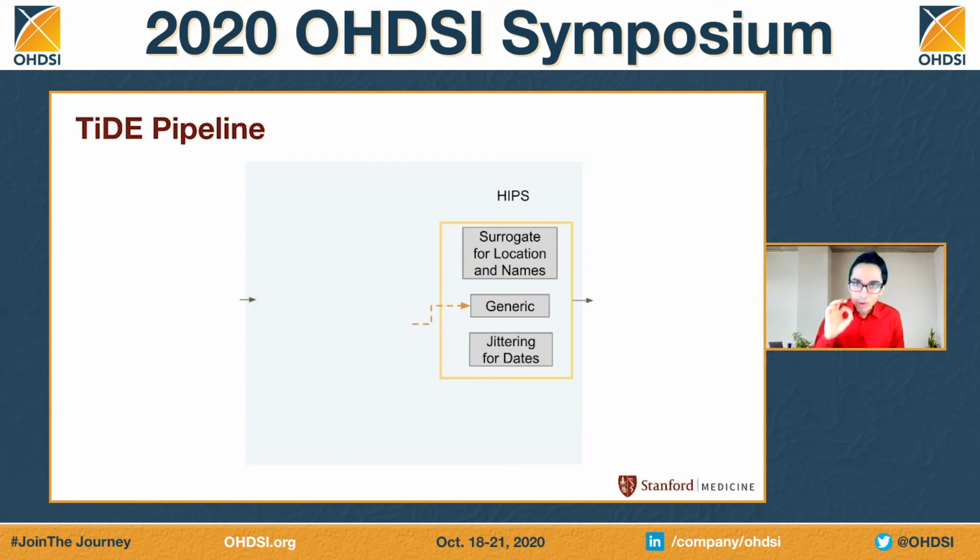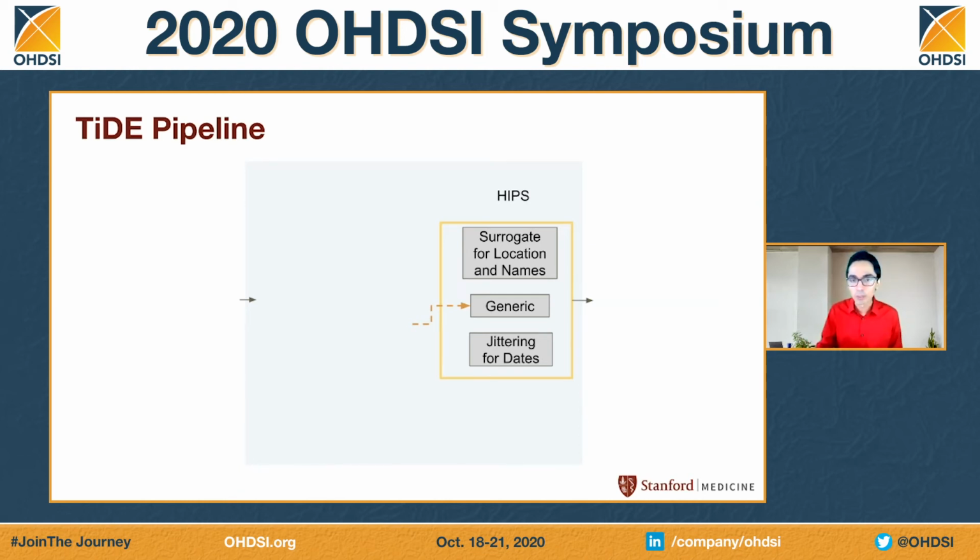Then, if the finding is a name or a location, we use a database constructed out of public resources, such as Social Security Administration names, such as lists of addresses in the United States, to replace the names and locations we find with credible surrogates.